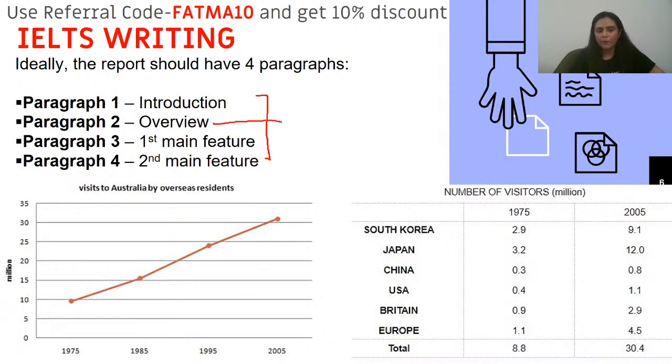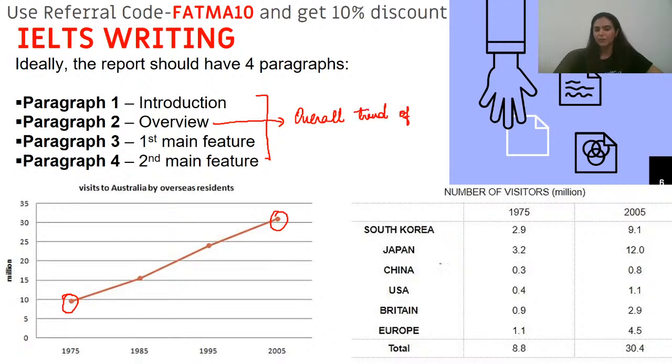You start with the introduction paragraph, then you go to the overview. In your overview, you would write the overall trends. Like I told you, from 1975 to 2005 it increased 3 times. So every graphical representation has an overall trend and minor details that come in. None of the minor details will go in the overview paragraph. You will talk about the overall trend of both the graphs.